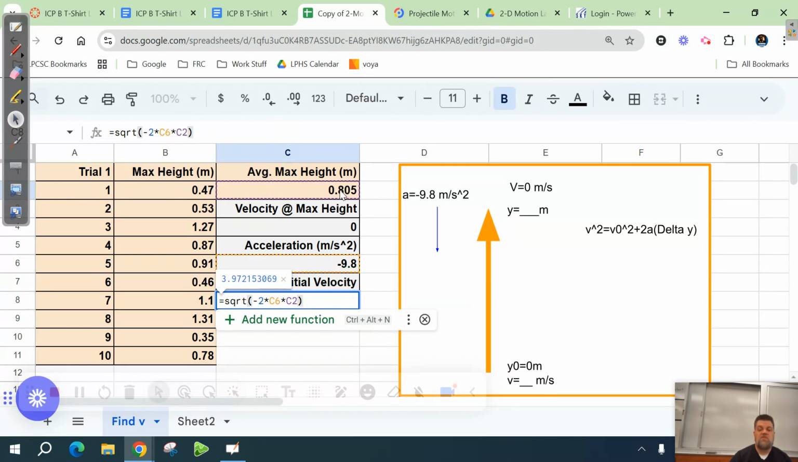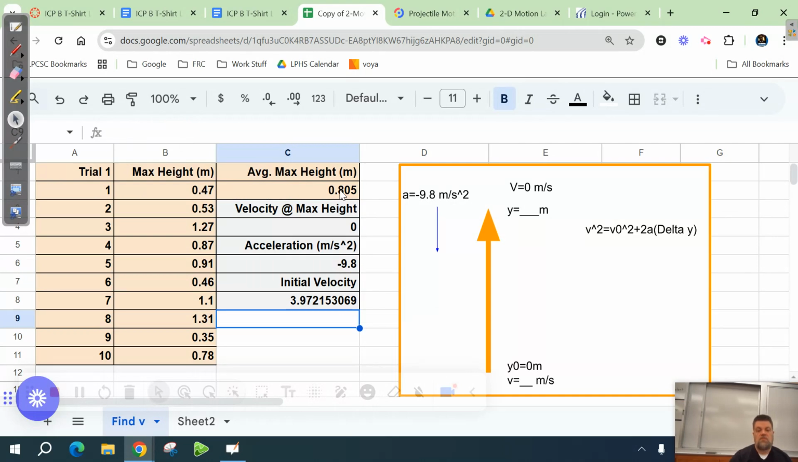Okay, I'll leave that up there for a second. And we will hit enter. Now your initial velocity should be pretty close to about 3 meters per second. Anybody got something way off from there? Okay, you're all about 3 meters per second roughly?